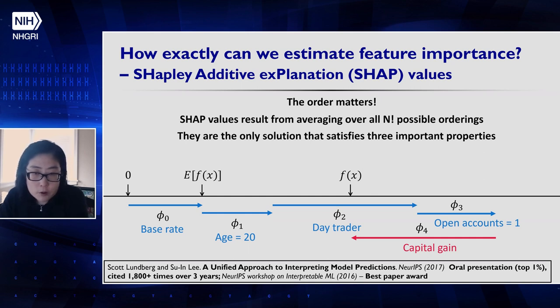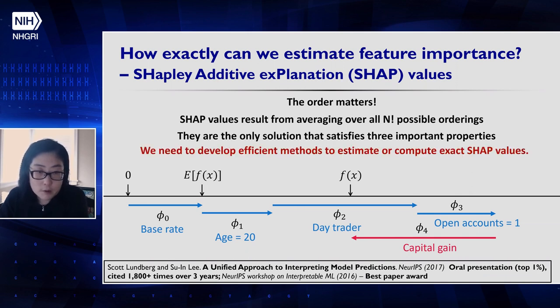But of course, this is certainly not how you want to actually compute these values, because you have to consider all possible orderings. It can be computationally very intensive. So further research needs to be done. We are doing some follow-up research to develop efficient ML algorithms to compute these SHAP values.